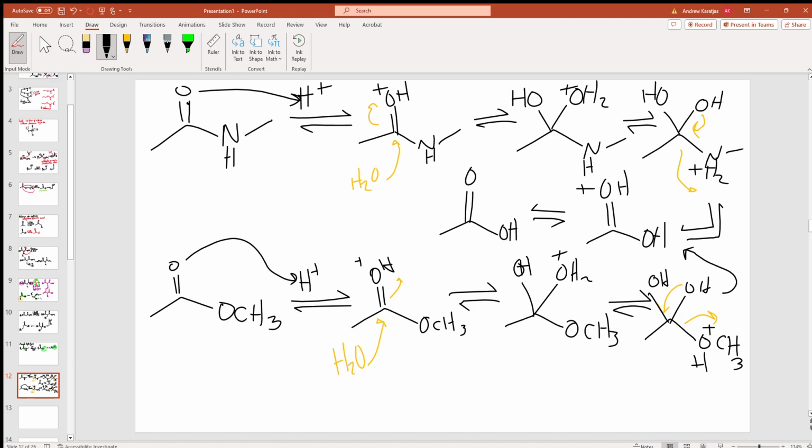And so truly the only difference between these two reactions is that we have a different leaving group. But the mechanisms, the products, all exactly the same.